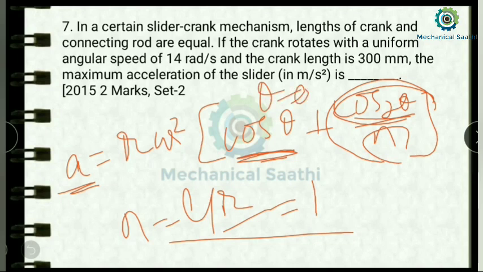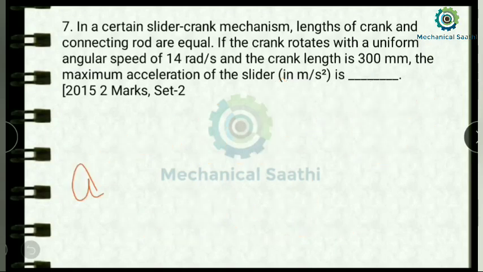So let us take the value of theta as 0. So again this term will be equal to 1. So 1 by 1, again this term will be equal to 1, this term will be equal to 1. So the maximum acceleration we will be getting is 2R omega square.